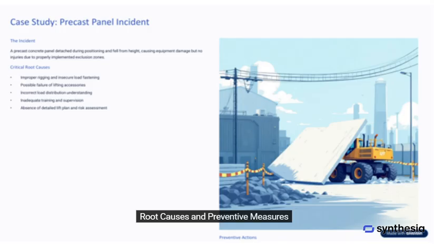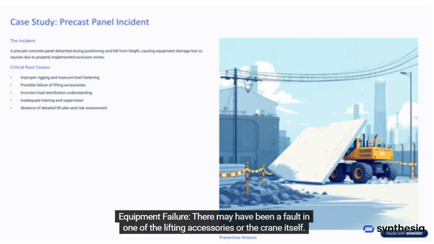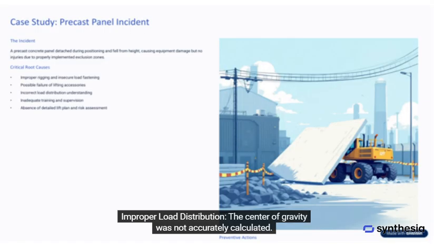Root causes and preventive measures. Let's start by identifying the root causes of the incident. Improper rigging. The panel was not secured properly, which led to its detachment during lifting. Equipment failure. There may have been a fault in one of the lifting accessories or the crane itself. Improper load distribution. The center of gravity was not accurately calculated.